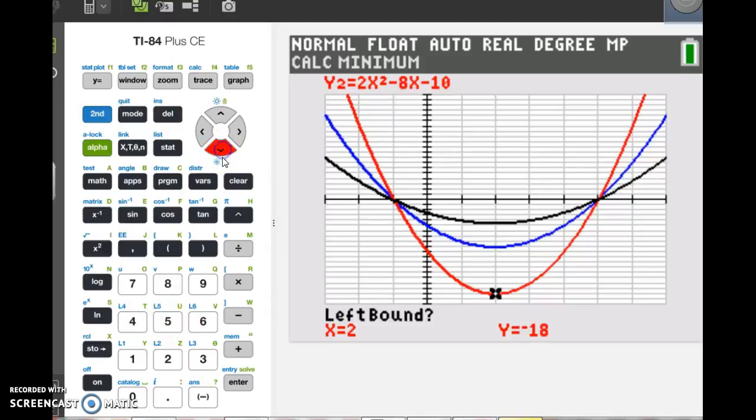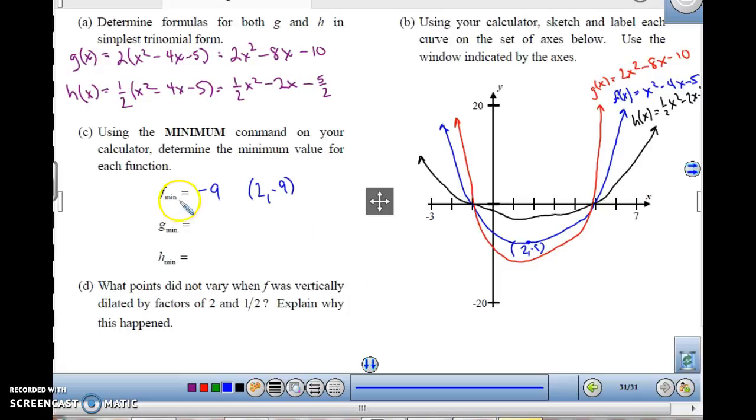All right, I'm going to arrow down here. I want to do the minimum for the red one, so I'm going to go left a little bit, enter, go to the right a little bit, enter, and my minimum is now at 2, -18. So G min is at -18. So that's actually the point 2, -18. Okay, so this point right here is 2, -18.